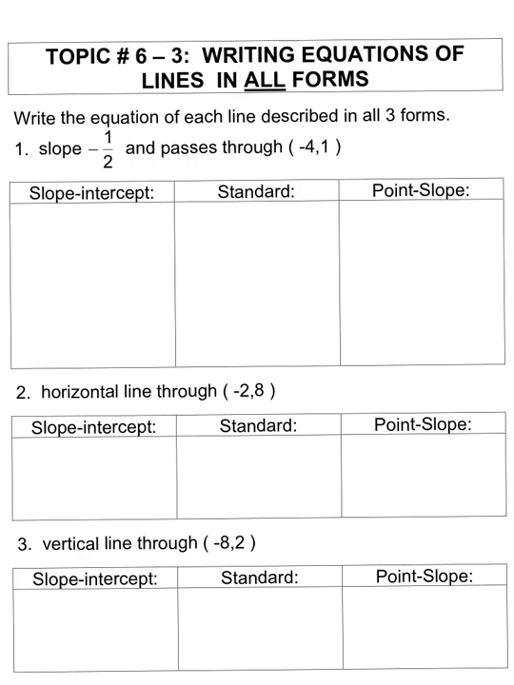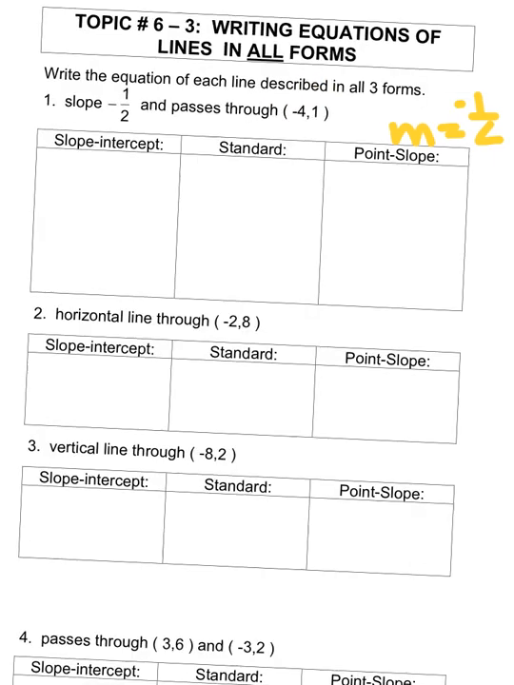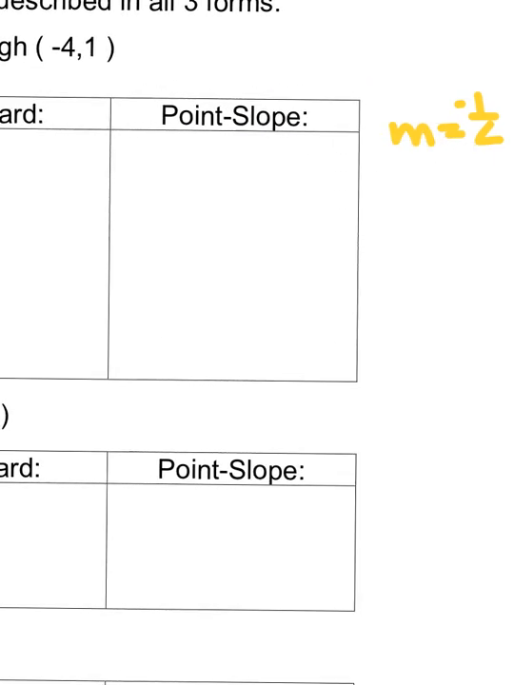Today we will be writing the equation of lines in all forms: slope-intercept, standard, and point-slope form. So beginning with number 1, what are we given? Since we're given a slope of -1/2, that means m equals -1/2. And then we have this point. The line passes through this point, (-4, 1). That's an x and a y. So that really lends itself to point-slope form.